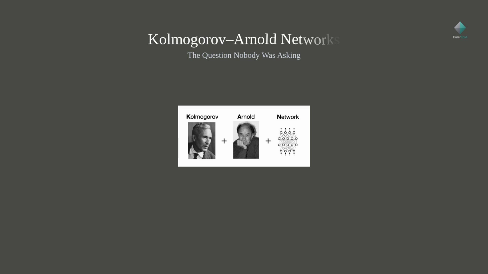Every large language model, every image generator, every recommendation algorithm. At their core, they all share one thing, a structure called a multi-layer perceptron, or MLP for short. MLPs have been around since the 1980s. They're so fundamental that most researchers don't even question them anymore.